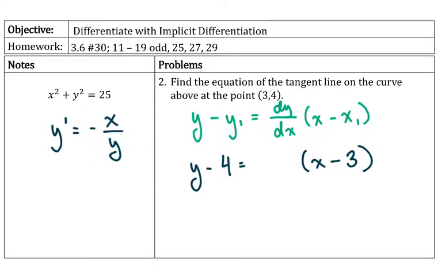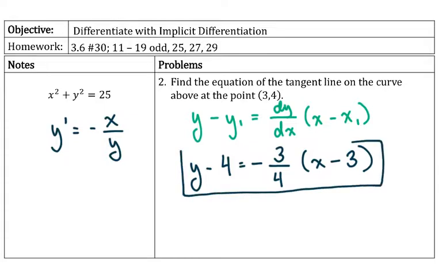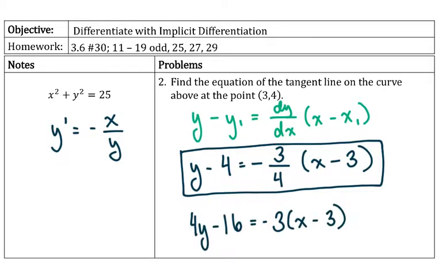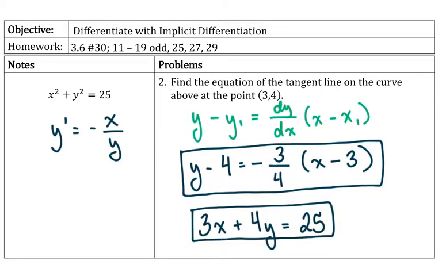Negative x over y. So negative, the x value is 3 and the y value is 4. If you want to leave it like this in point slope form, that's just lovely. You also might be asked to convert it into a standard form where we would multiply everything by 4, distribute the negative 3, and then add the 3x and add the 16. So this would be the standard form that you might have to place your answer in.